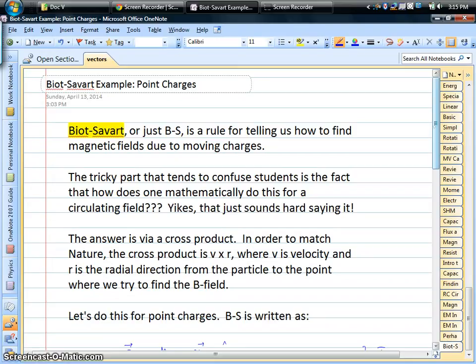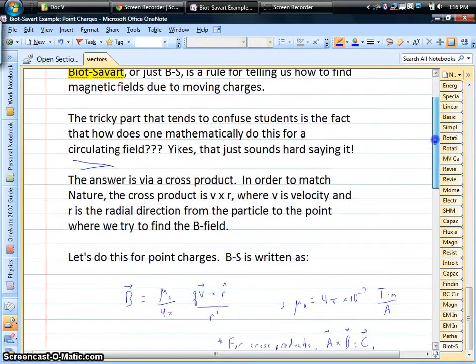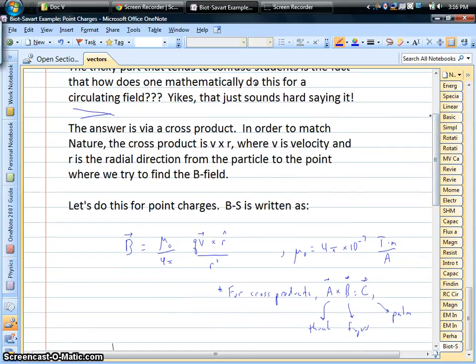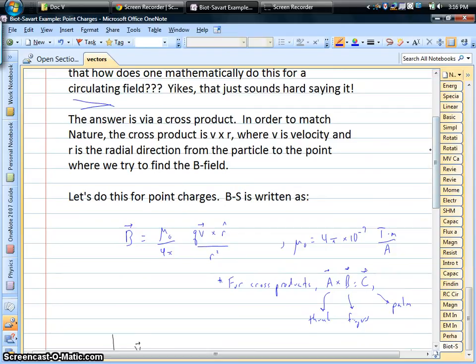So how do you do it mathematically for a circulating field, where something like Gauss's law doesn't work? Well, the answer is going to be a cross product. Cross products, when you map these out from point to point, can actually create a circulating vector field. It might sound weird, but with experience, you start to catch on to this more and more, like most things. So here's the expression for the Biot-Savart, or what a lot of people just say is a bunch of BS.